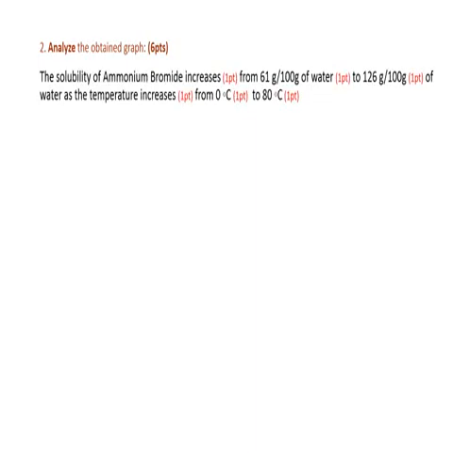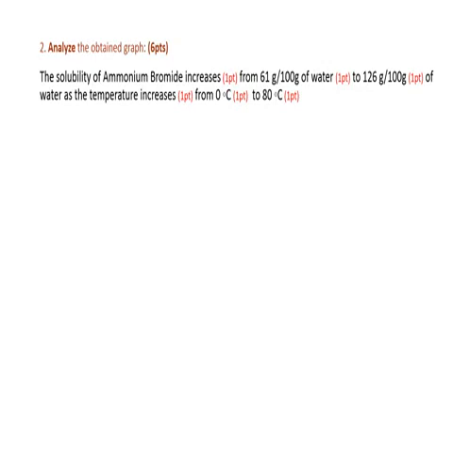The second part, you should analyze the obtained graph. We saw that the graph is of one stage which is increasing. So I will say the solubility of ammonium bromide, which is varying. We said variation of solubility of ammonium bromide. So I will start: the solubility of ammonium bromide. How is it varying? It is increasing.